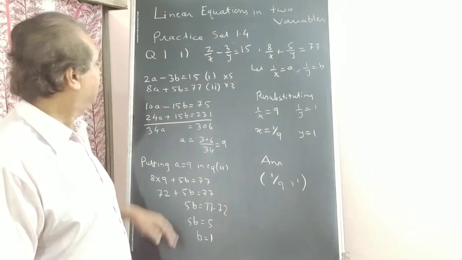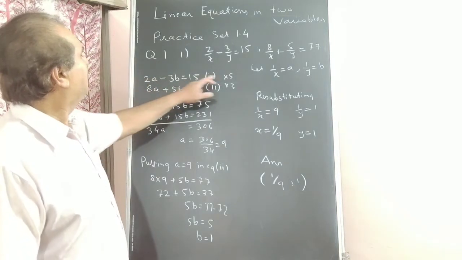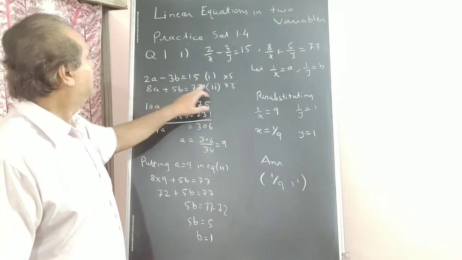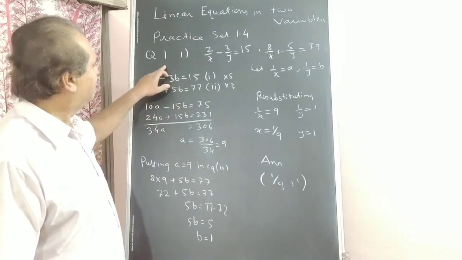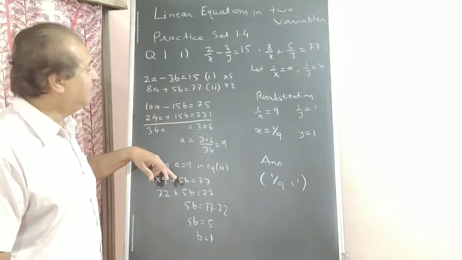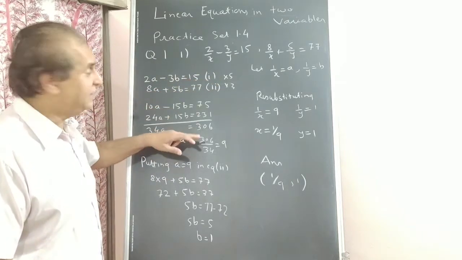9th standard method. I am multiplying the first equation by 5. Why? Because 3 into 5 will be minus 15, and here 3 into 5 will be plus 15. To cut this, I am multiplying by 5. I am multiplying the second equation by 3.